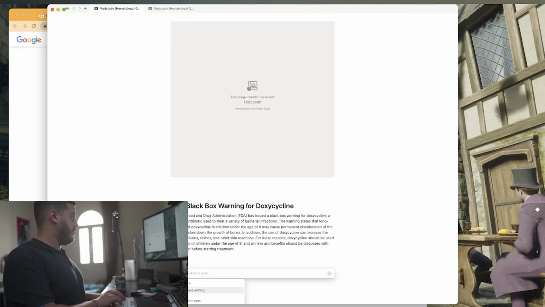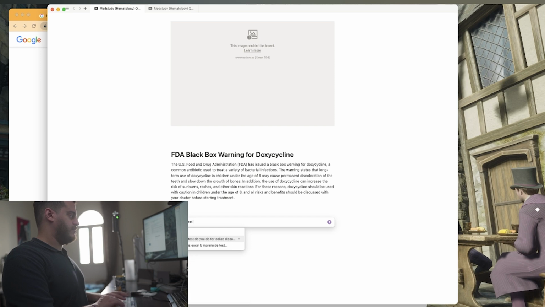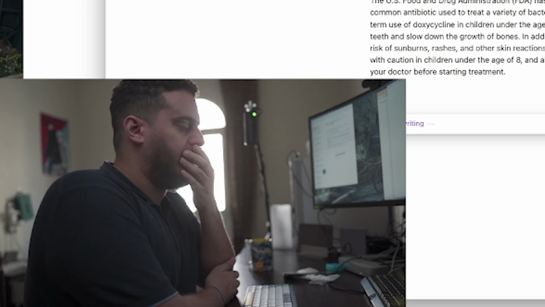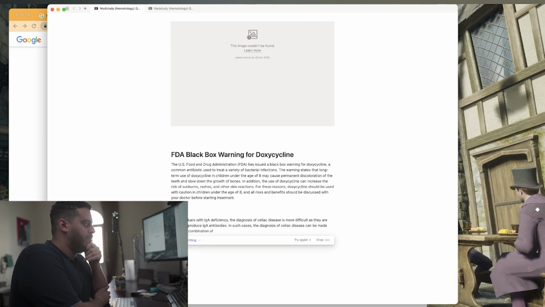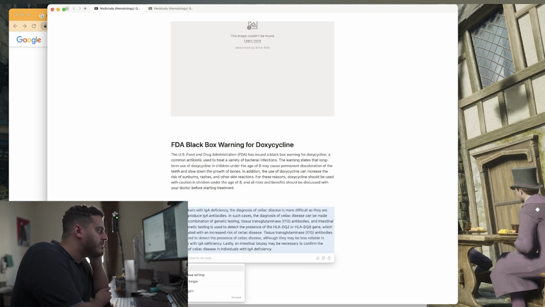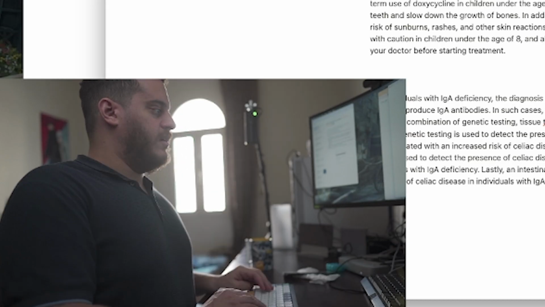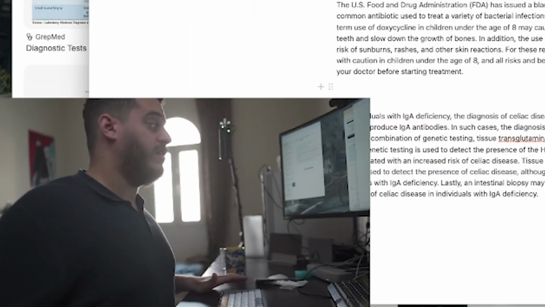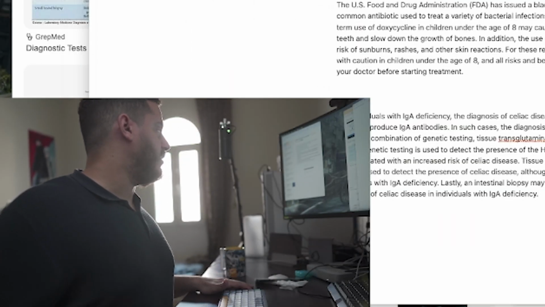Now I'm going to ask it a really critical question. What test do you do for celiac disease if the patient has IgA deficiency? I'm just increasing the difficulty of the questions to see how Notion AI will answer. For individuals with IgA deficiency, in such cases, a combination of genetic testing, tissue transglutaminase antibodies. That's not the right answer. Let's see what Google says. Interesting. It did hint about it. Honestly, this is a difficult question. Like, I'm not going to lie.